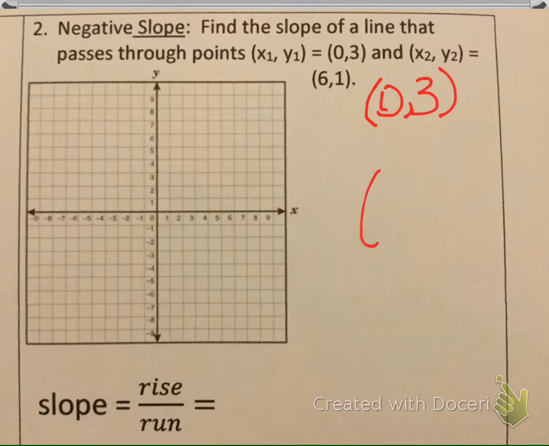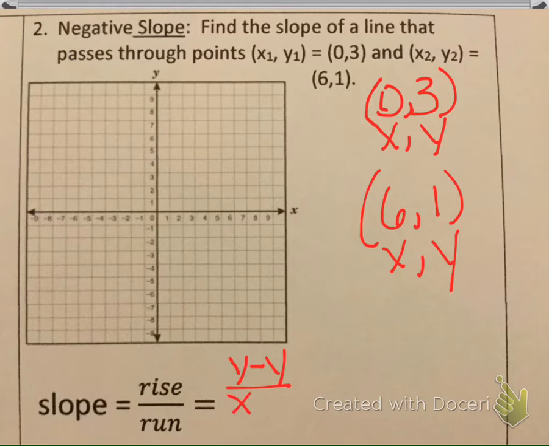Okay, and I have 6 over 1. So this would be my x, and this would be my y, and this would be my x, and this would be my y. Okay, I'm going to plug in, and I'm going to do y minus y over x minus x. So I'm going to take my y, and it doesn't matter which y you take first, but then you have to take that same x first.